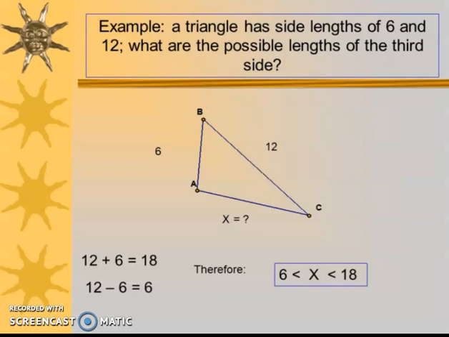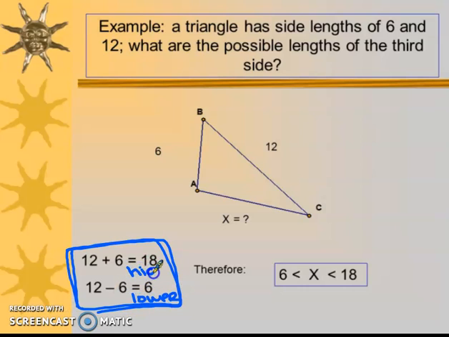Now, the other thing we're going to look at is finding the range of the third side. So if I give you two sides of a triangle, how can you find that third side? What you want to do is both add your two numbers and subtract your two numbers. So in this case, 12 plus 6 is 18, and 12 minus 6 is 6. This tells me my range. 6 is going to be my lower number, and 18 is my higher number.